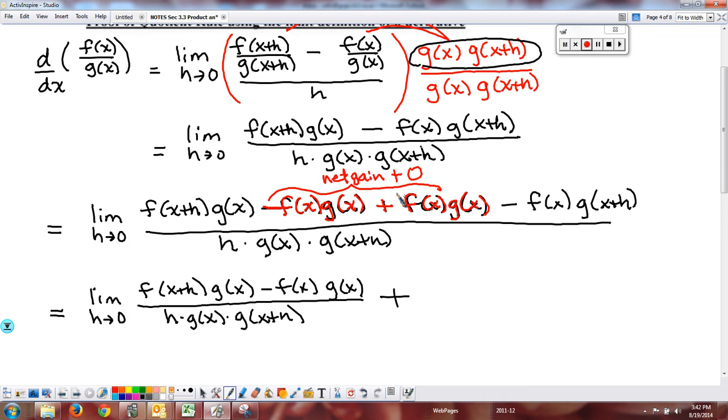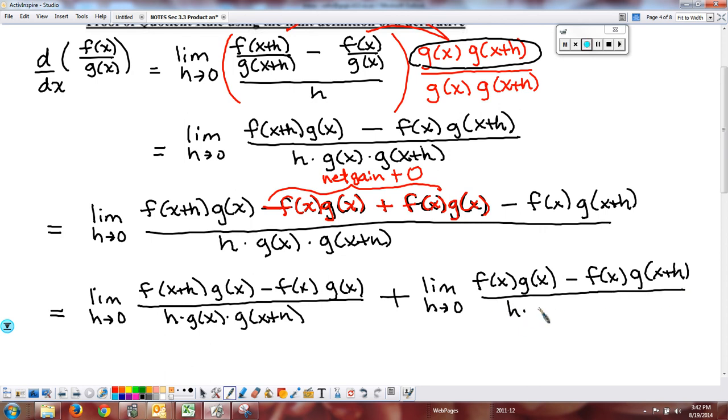I'm going to distribute the limit over this sum right here. So I'm going to do the limit as h goes to 0. And then I'm going to group these two together. f of x, g of x, minus f of x, g of x plus h, all over all that denominator.